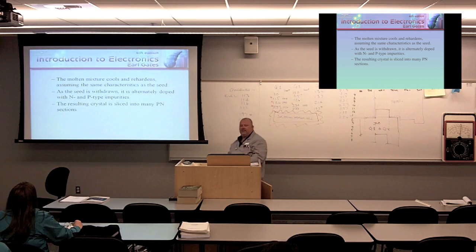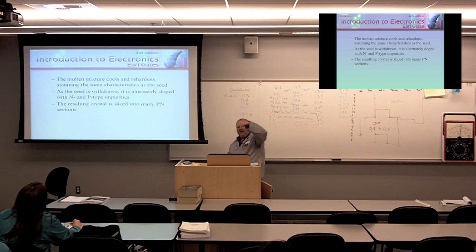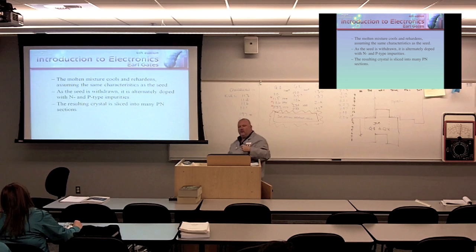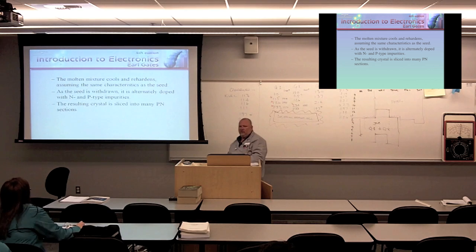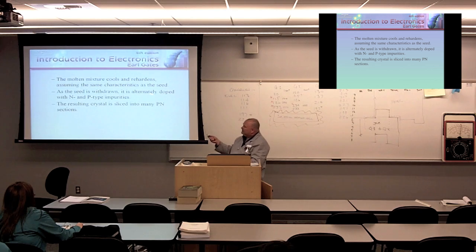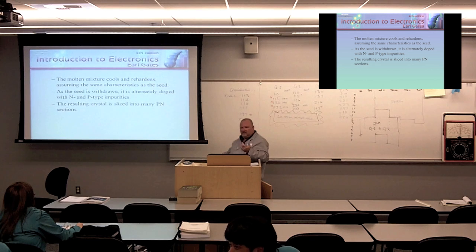Back and forth. Almost like, if you've seen the way the old-timers used to make candles. You get a wick, you dip it in the wax, then you dip it again, except what they're doing here is dip it in one colored wax, then another colored wax. But here we're using semiconductor material. The resulting crystal is then going to be sliced into many PN sections. That PN section where it's grown together is going to be a diode. It's that simple.